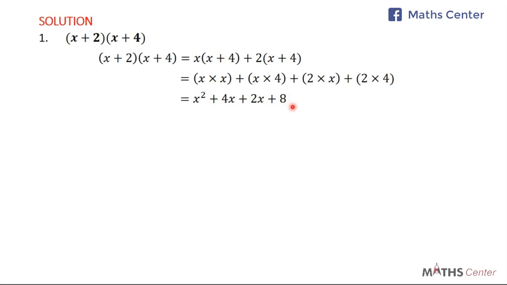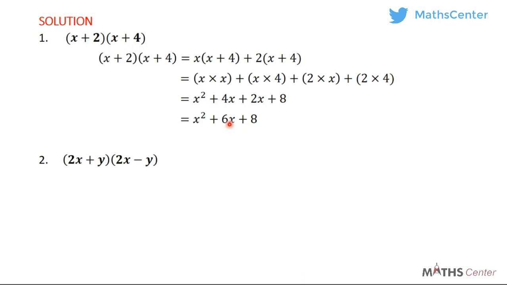So we add like terms. We can see from here that the only like terms are 4x and 2x. So we add them. We have x squared plus 4x plus 2x, which gives us 6x, then plus 8. If you want to understand how 4x plus 2x gives us 6x, watch the second video on additions and subtractions of algebraic expressions.